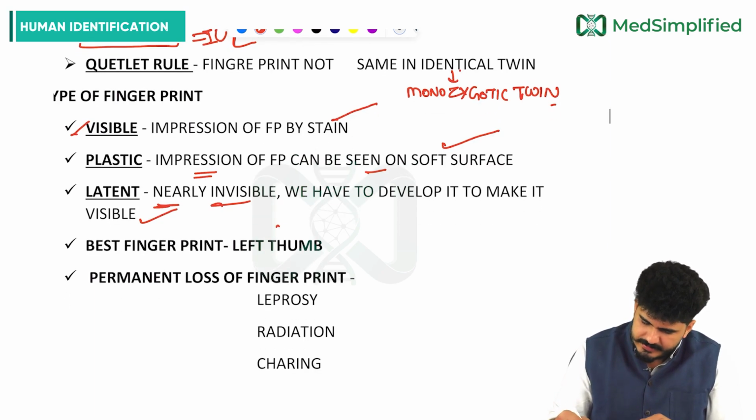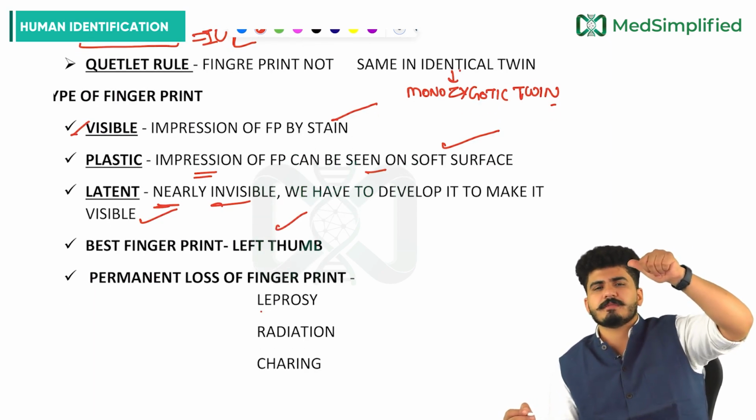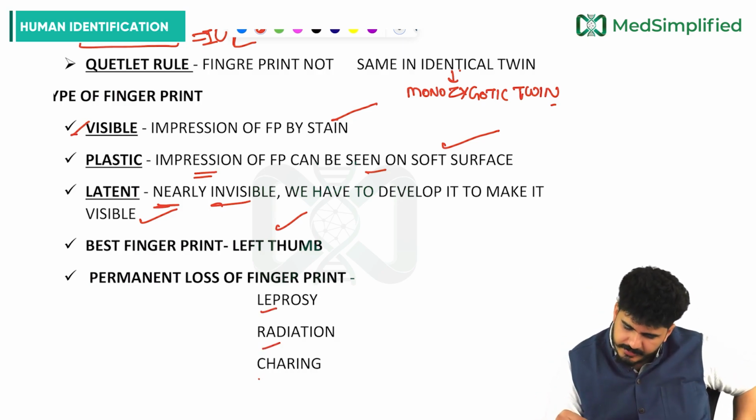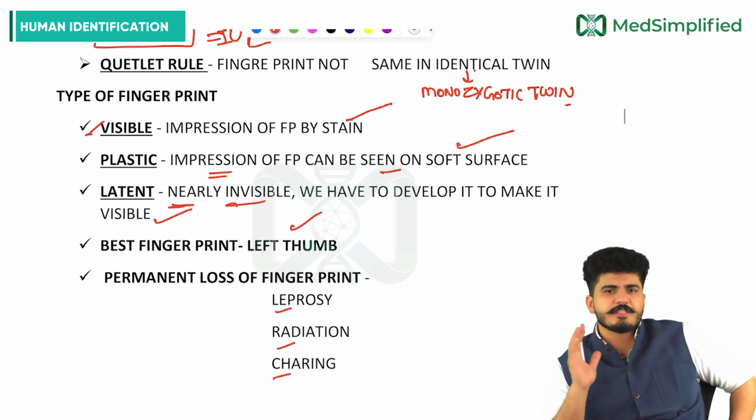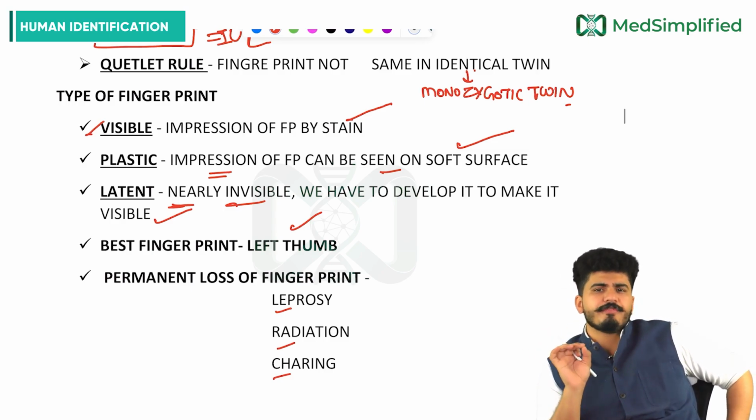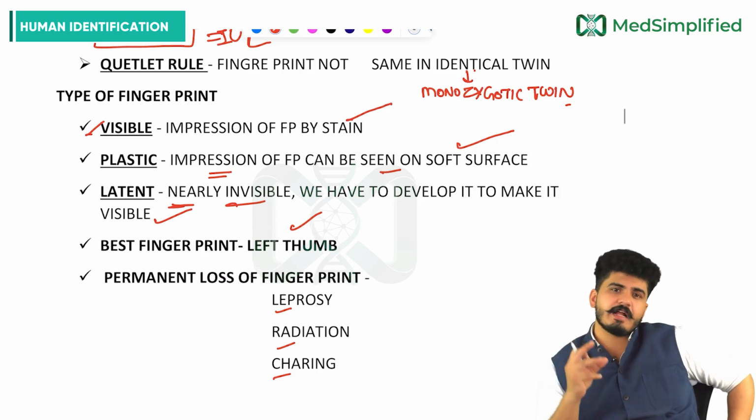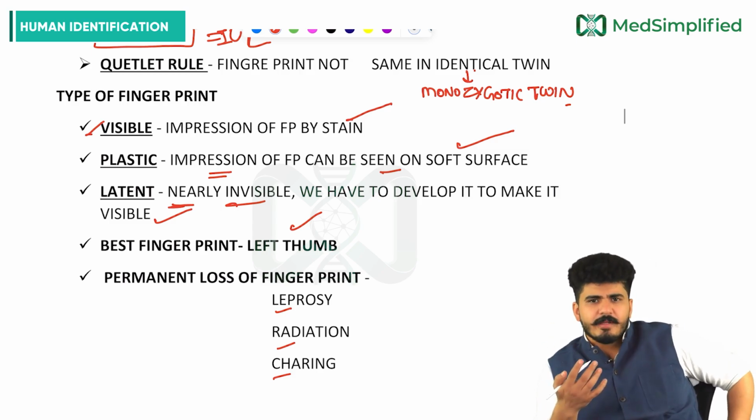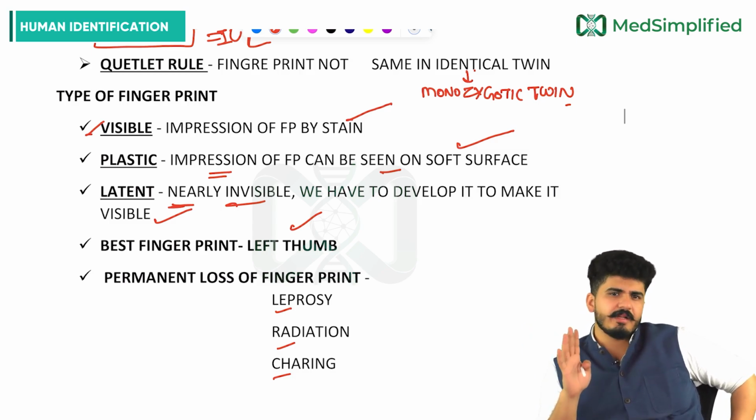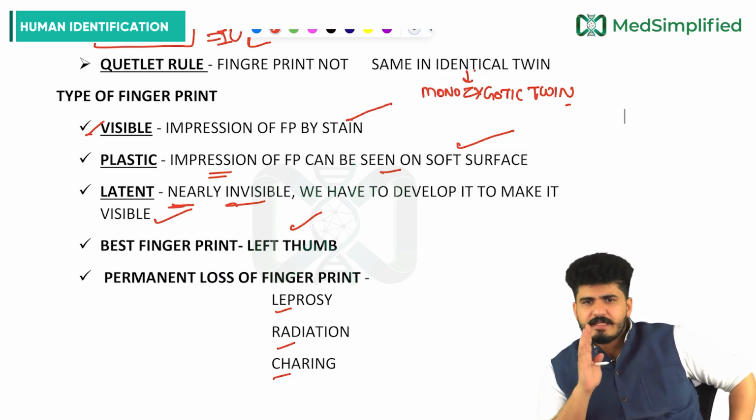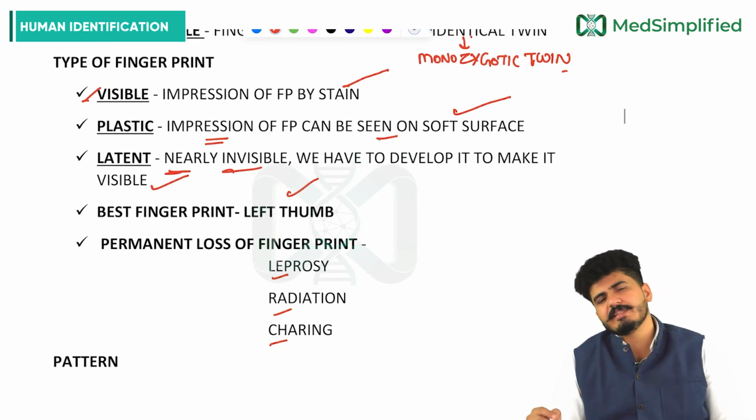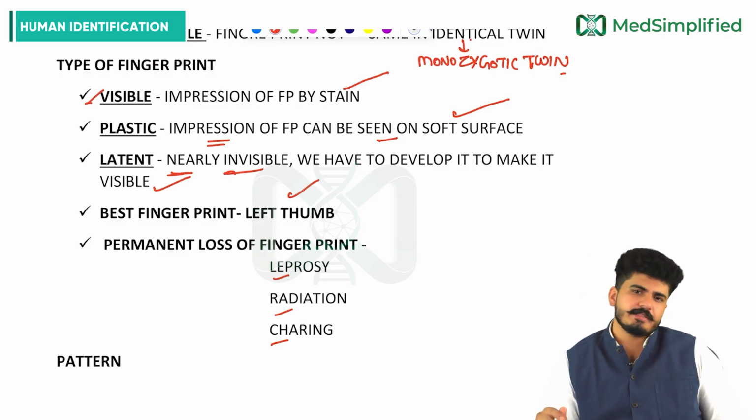Best fingerprint is left thumb, my dear friends. And permanent loss of fingerprint is seen in leprosy, radiation and charring. Now, visible is the fingerprint which is visible by stain. Impression of fingerprint seen on a soft surface is plastic. Nearly invisible, which we have to develop to make visible, is latent, my dear friends. And best fingerprint is left thumb. Permanent loss of fingerprint is seen in leprosy, radiation and charring.